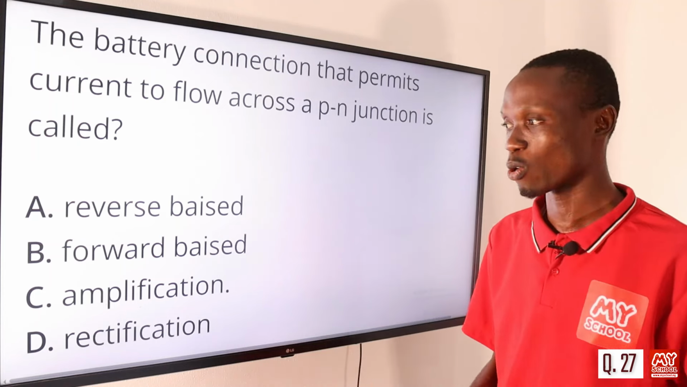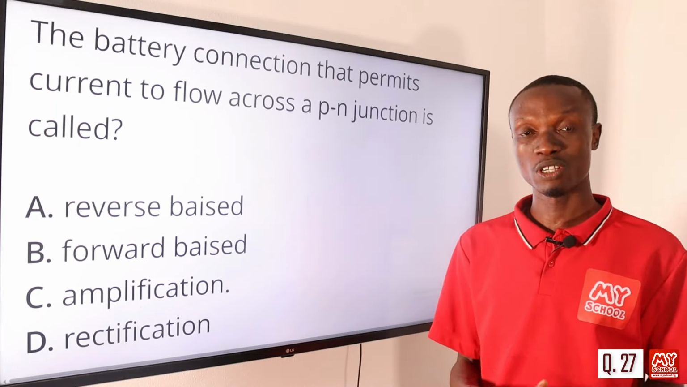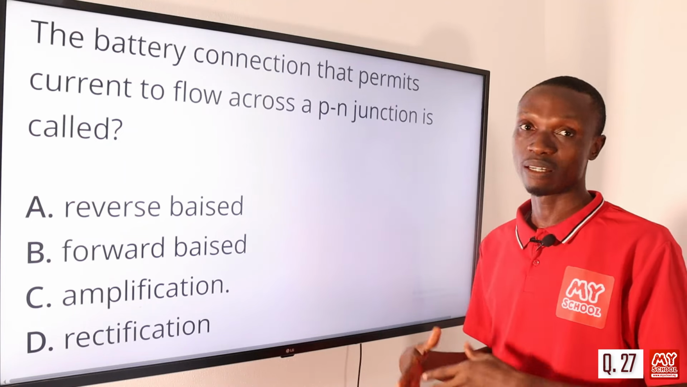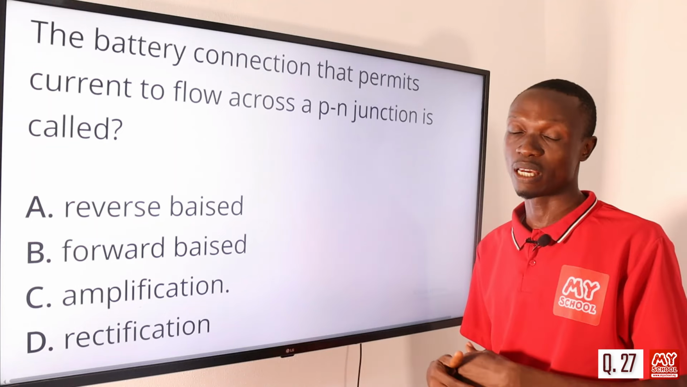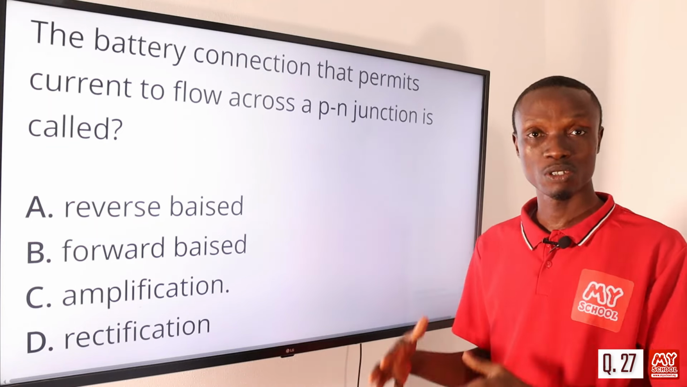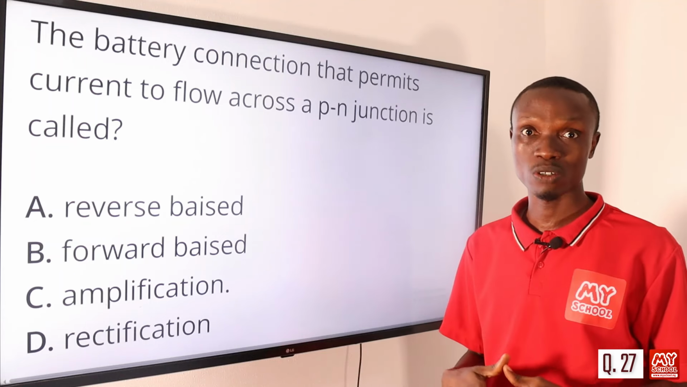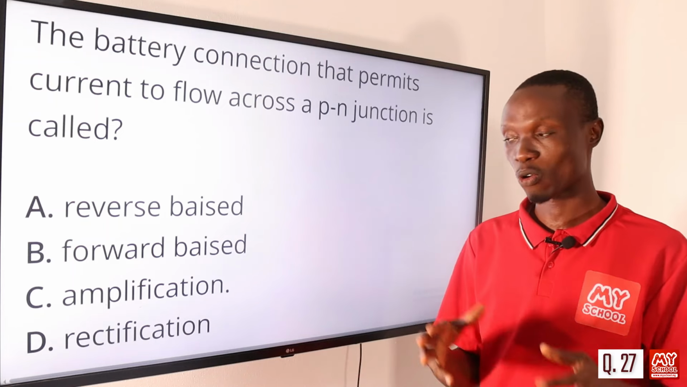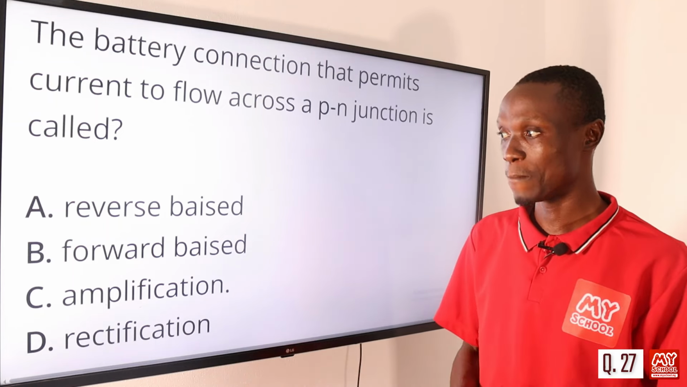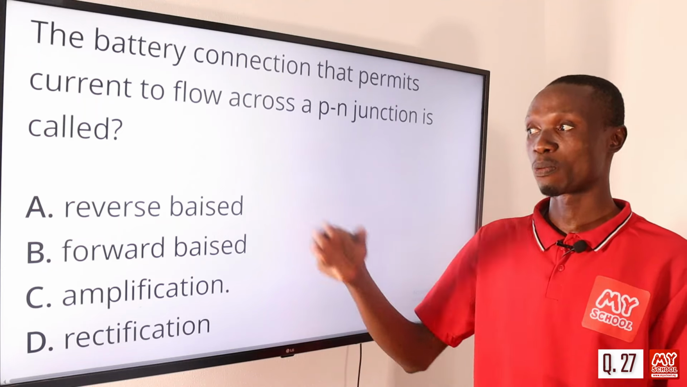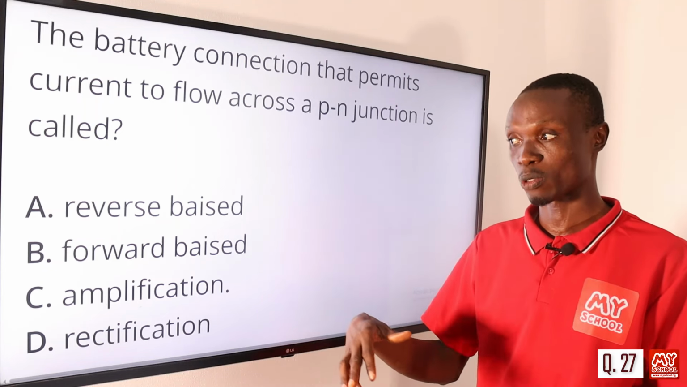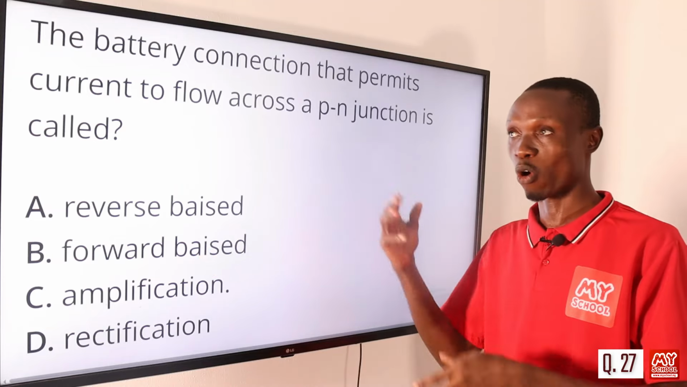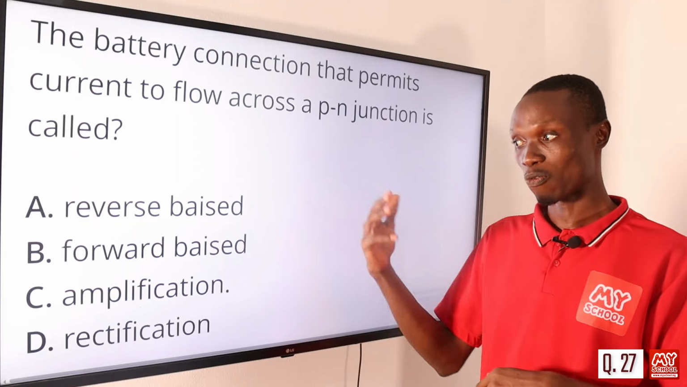In this connection, the positive terminal of the battery is connected to the P-type semiconductor, while the negative terminal is connected to the N-type semiconductor. This reduces the potential barrier across the PN junction, allowing current to flow across it. So that makes option B the correct answer to this question, while option A is just the opposite of option B. In option A, no current flows because the connection is the reverse of the forward bias.